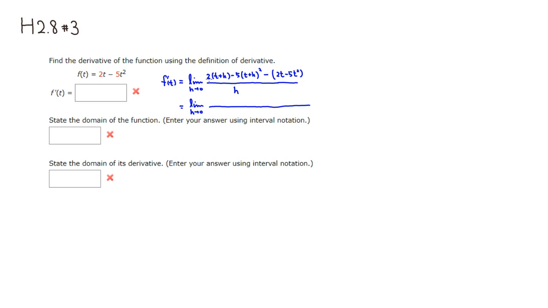Then we distribute 2 to t and h, so you have 2t plus 2h. And then we have a negative 5 times, if you multiply that out, t squared plus 2th plus h squared. Then you have a minus 2t and a negative negative, so plus 5t squared. Alright, so we can cancel.